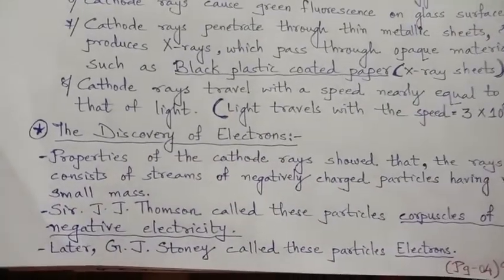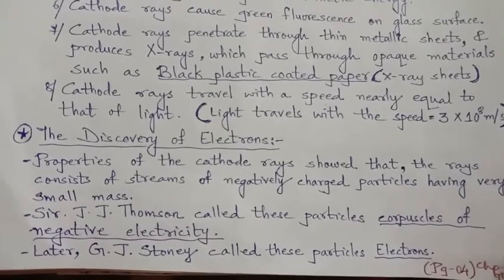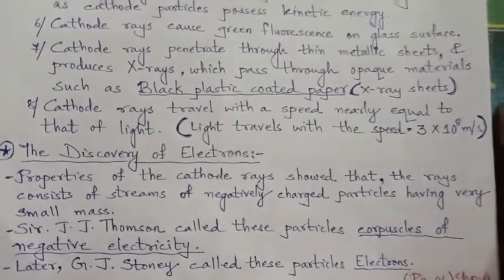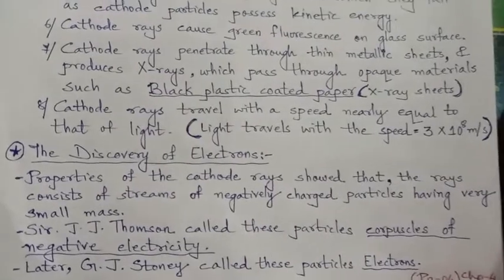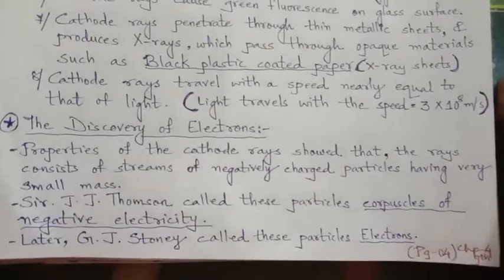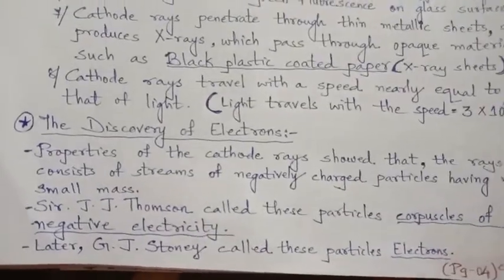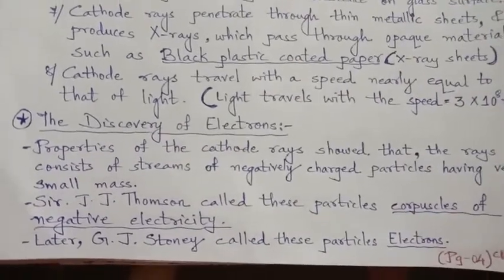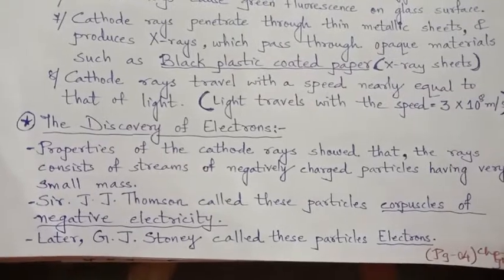particles. So, properties of cathode rays show that the rays consist of streams of negatively charged particles having very small mass. Their mass is very small. Sir J.J. Thomson called these particles corpuscles of negative electricity.